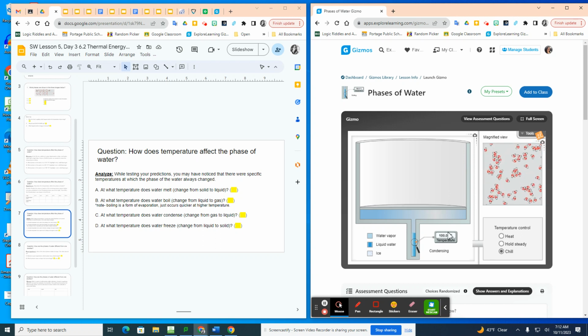At what temperature does water freeze? We're just going to keep letting it go. All right. And what temperature does it freeze? We're going to see the word freezing down here, and then we'll pause it. Oh, all right. 0 degrees, right, for freezing.